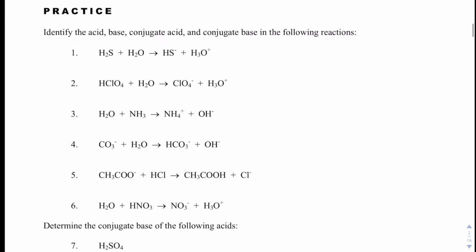Okay, so what I want you to do is pause the video, and I want you to look at these reactions, and I'm going to go through them very, very quickly, and I want you to label the acid, the base, the conjugate acid, and the conjugate base. Okay, so pause the video here. H2S becomes HS minus, so this will be acid. If it's acid on one side, it will not be acid on the other side. Therefore, we can label the rest of these.